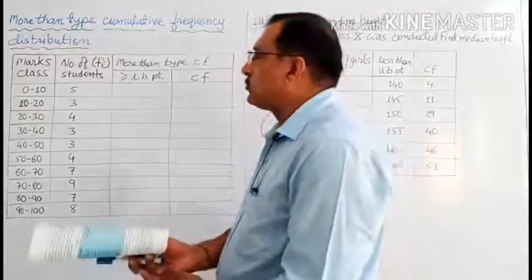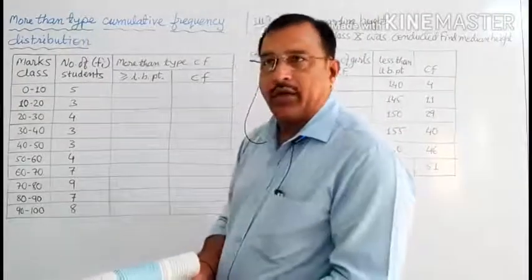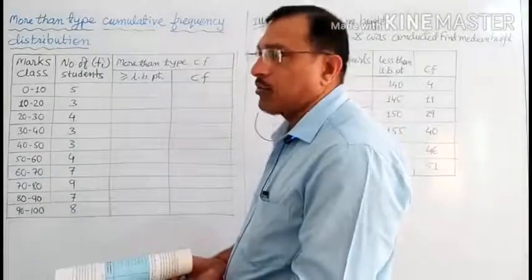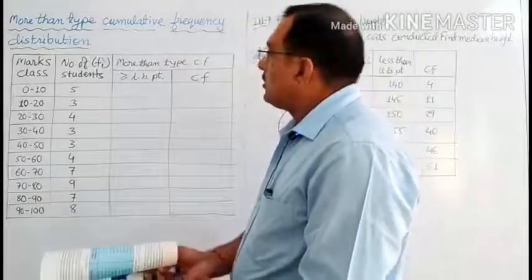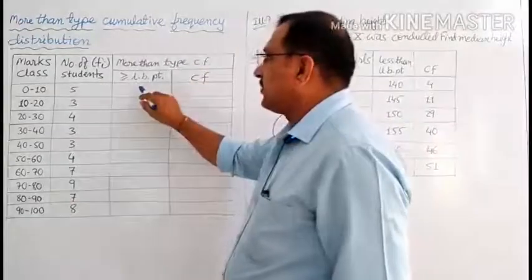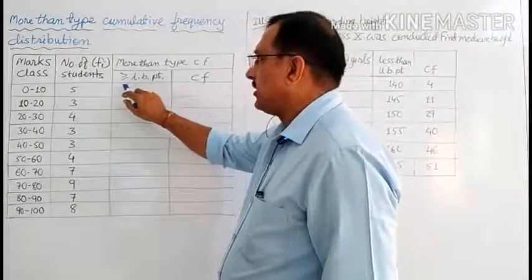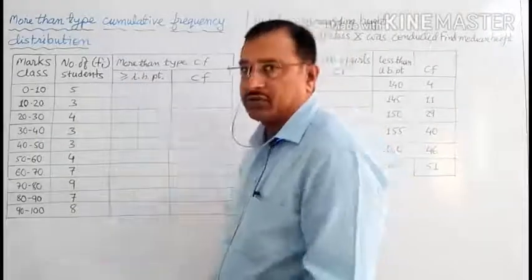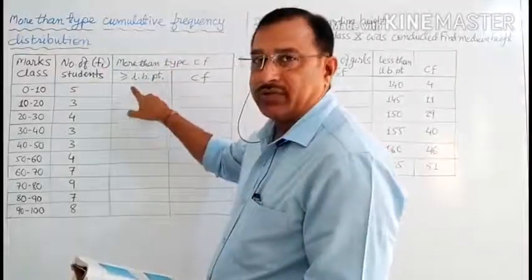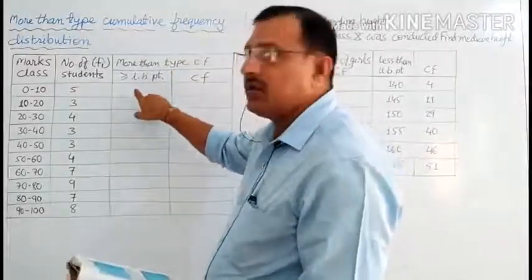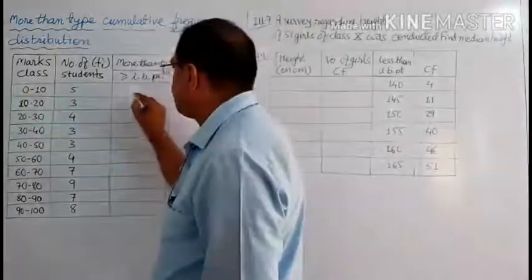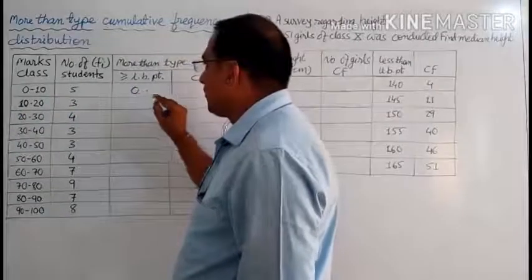So this will help us to go for graphical representation and to find the median using the graphical method, either by more than type or by less than type. So let us go for more than type cumulative frequency. First of all we have to write more than or equal to the lower boundary point, whereas in less than type we had taken less than the upper boundary point. Here the lower boundary point is 0, so we will go for greater than or equal to 0.